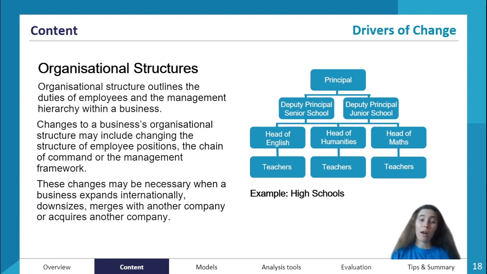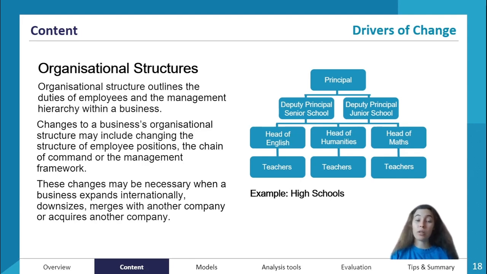You may have a different structure of employee positions, a different chain of command with who is whose boss, and where the decisions are getting made by who, and then also the management framework as well. So perhaps sometimes you have one manager who's managing everything, and a change might be that you have two different managers who are on the same level, and have the same power in that organization.